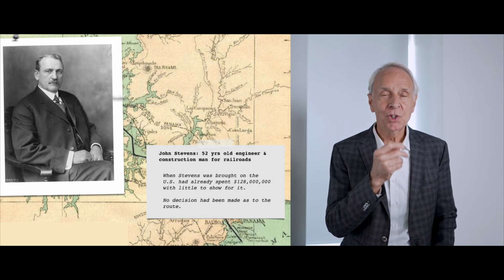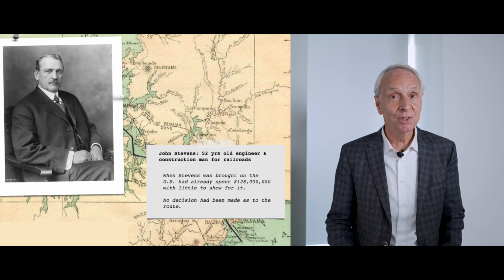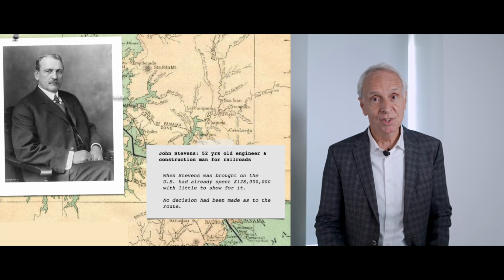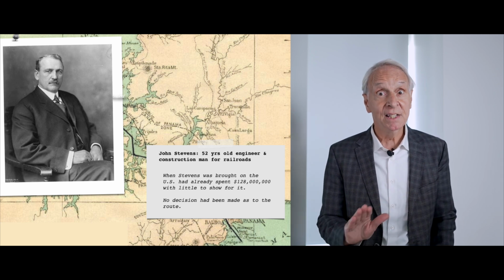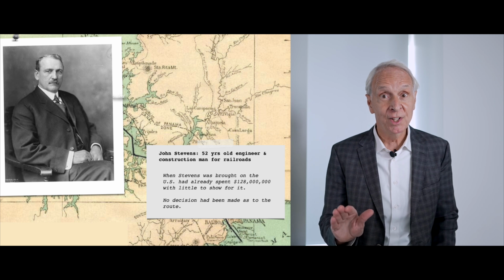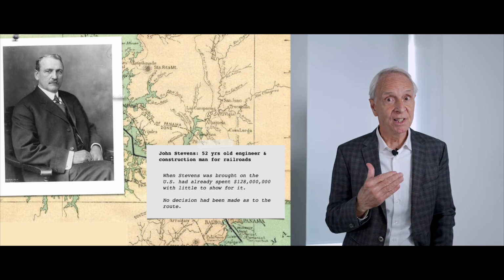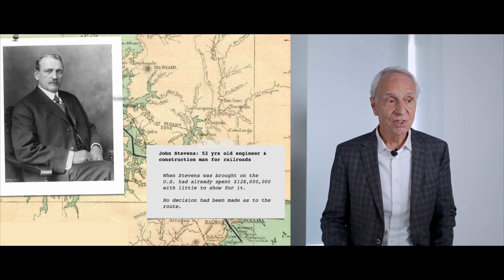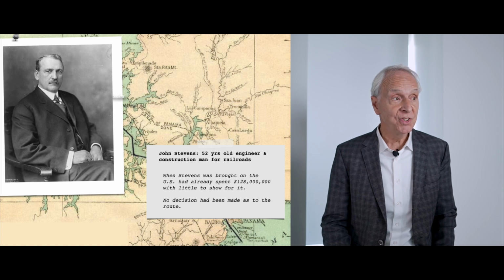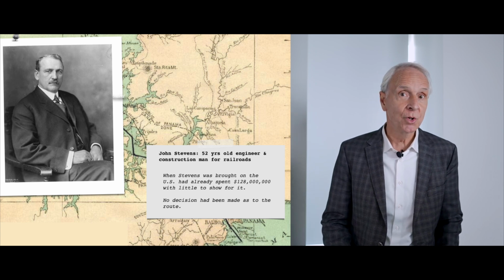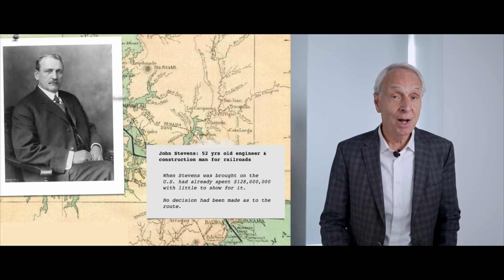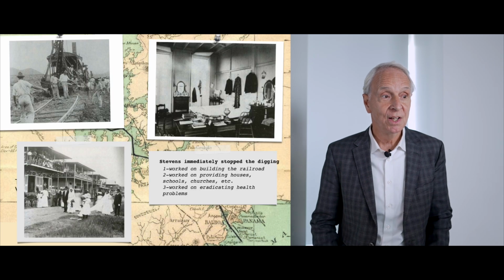When he was brought on, the U.S. had already spent $128 million, and they had almost nothing to show for it. It was beginning to be as big a failure as the French, and Teddy Roosevelt wasn't about to let that happen. So the decision was made to go with Stevens, although there still wasn't a route, and a lot of those problems had not been solved.